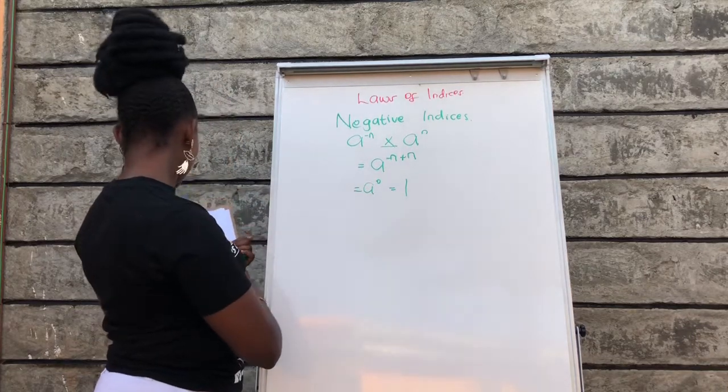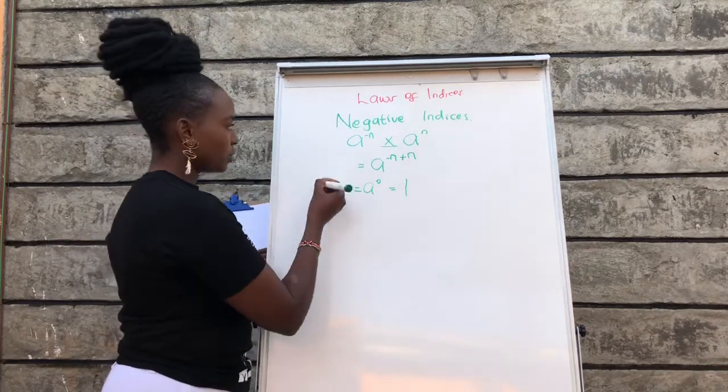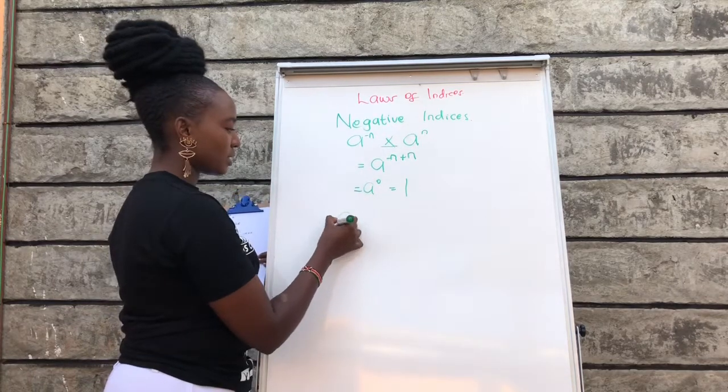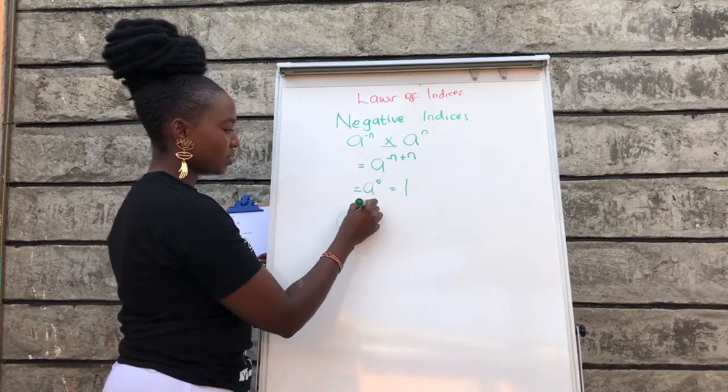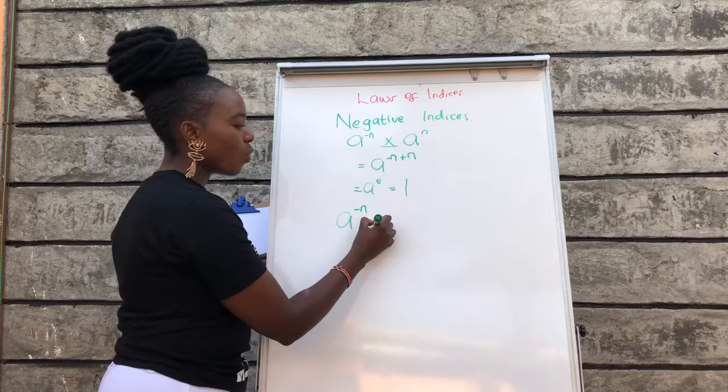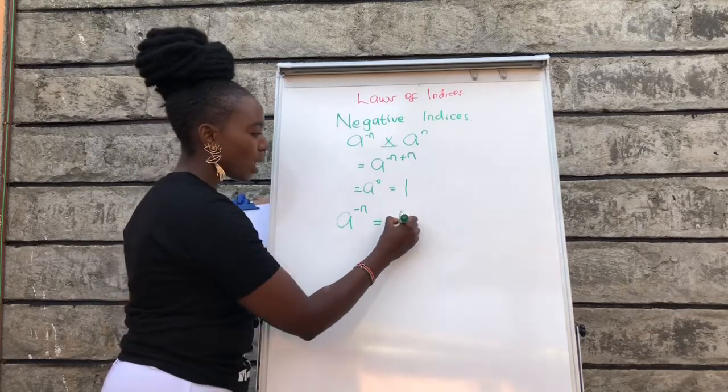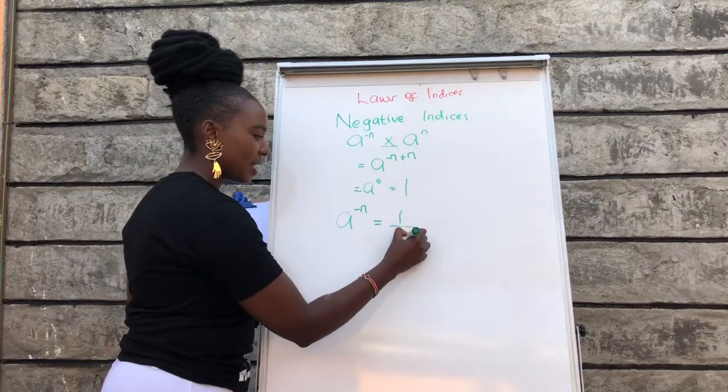Let's look at another example. Also, another concept that you need to understand: when given a raised to negative n, this is always the same as 1 over a^n.